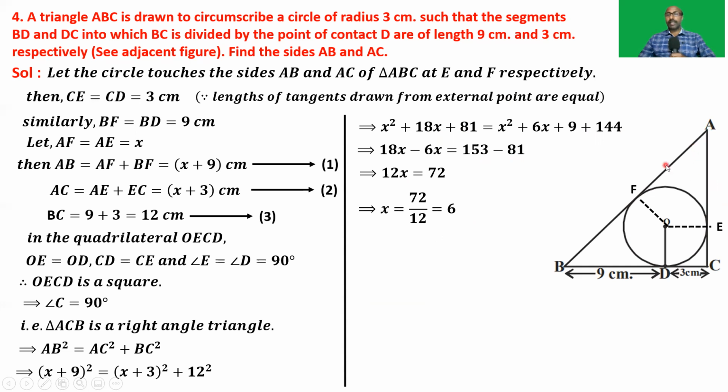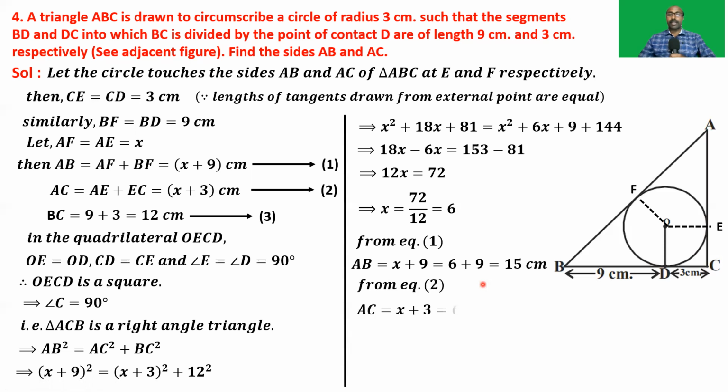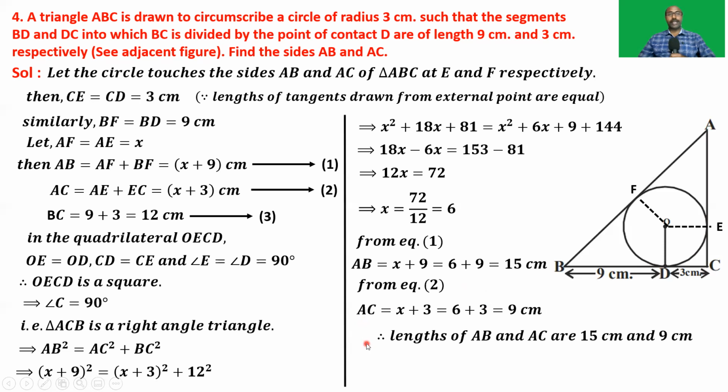As we got the X value, it is easy to find the sides AB and AC. So AB, from equation 1, is X plus 9, that is 6 plus 9, which is equal to 15 centimeters, and AC is X plus 3, that is 6 plus 3, which is equal to 9 centimeters. So the lengths of sides AB and AC are 15 centimeters and 9 centimeters respectively. This is the solution of this question. And take the next one.